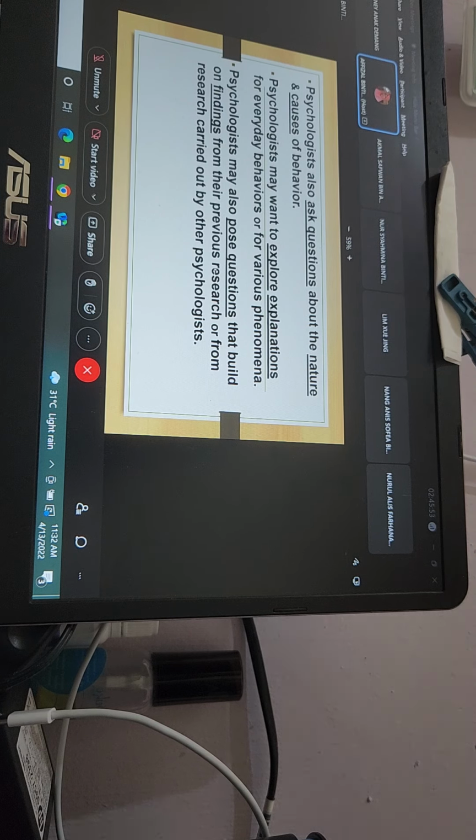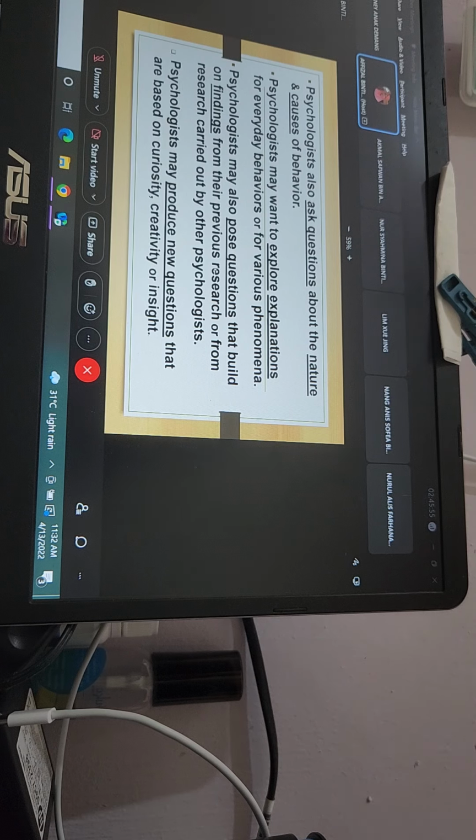You need to have some idea in your mind. Okay, without the idea you cannot do research. So what we can say here is that psychologists, or anyone, may produce new questions that are based on curiosity, creativity, and insight. So you produce questions based on your needs, your creativity, your perceptions.